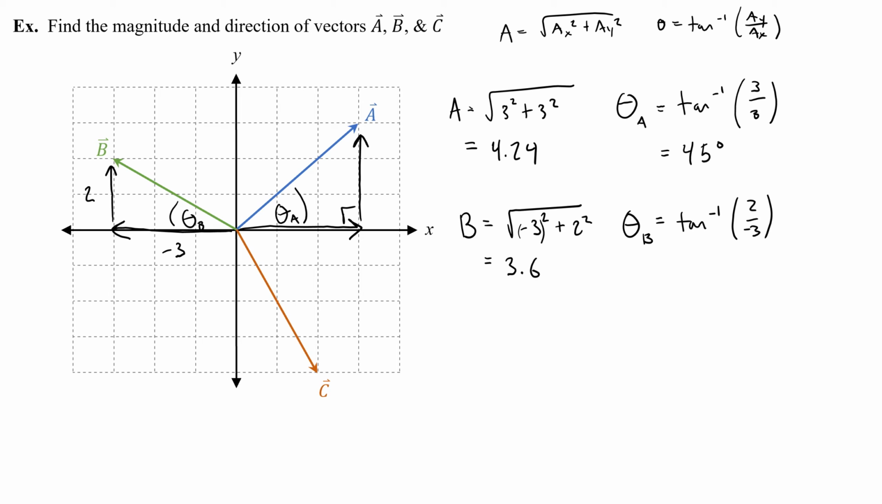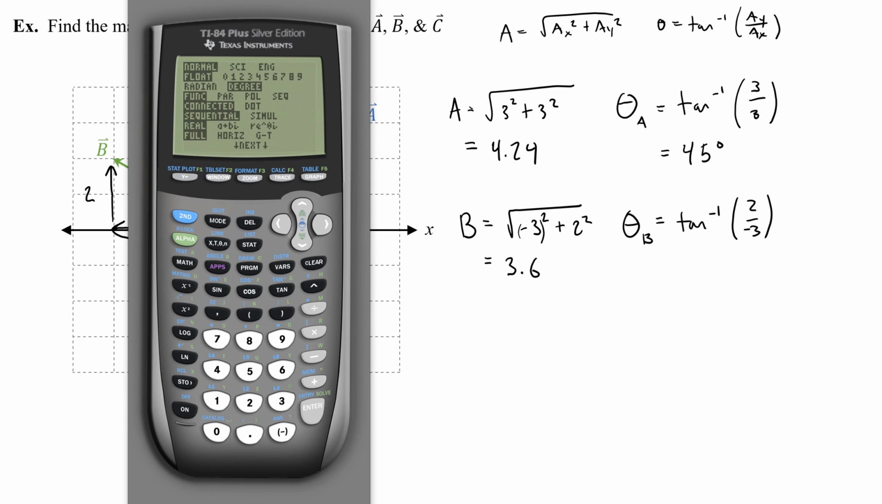Okay, so when we use tangent inverse to find this, tan inverse of 2 divided by negative 3, most calculators are going to give you kind of a weird angle. So let's see what angle this gives me. All right, negative 33.69. We'll say negative 33.7. So this is a unit circle angle. It's in reference to the positive x-axis.